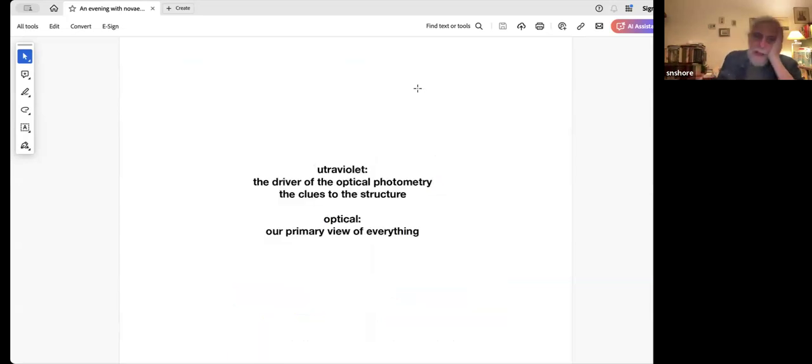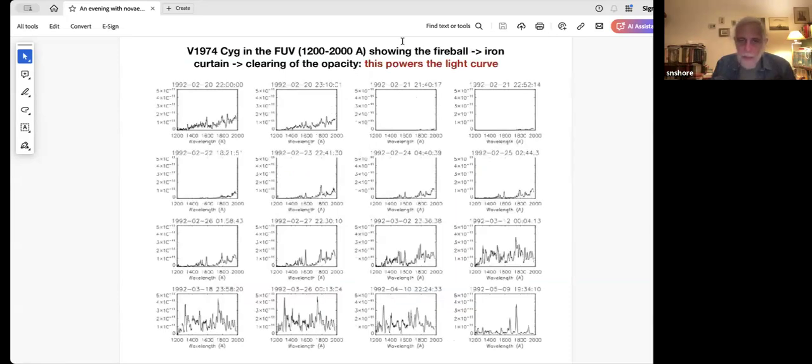So next, in the intermediate, there's U. That is the ultraviolet, which is the driver, and the optical, which is what you see. This is something unique. It's the history of the UV in one of the brightest novae of the 20th century, Nova Cygni, V1974 Cygnus, 1992. It was observed by IUE. We will never have this kind of data again. So I'm showing you this because it's really all there is.